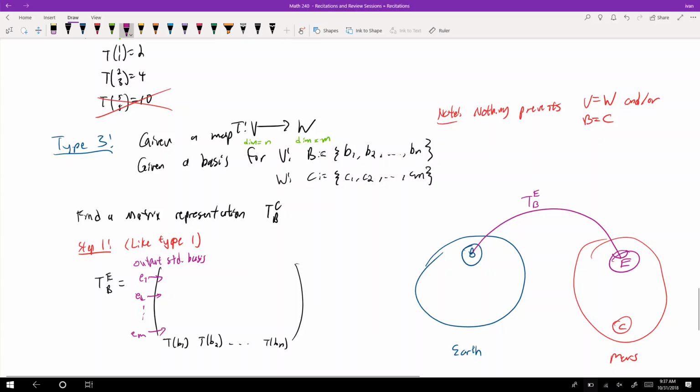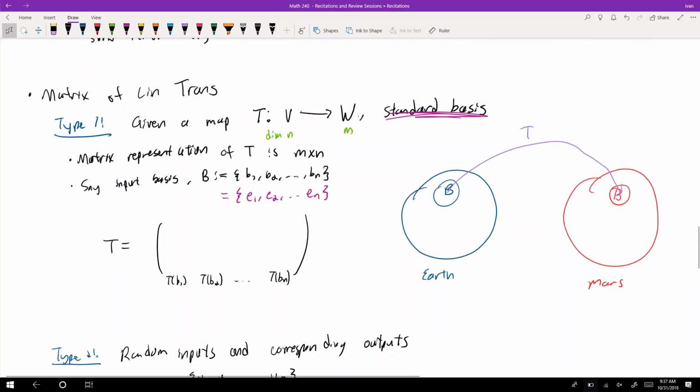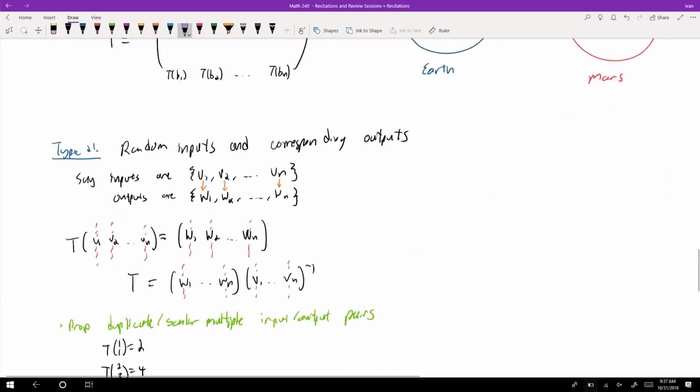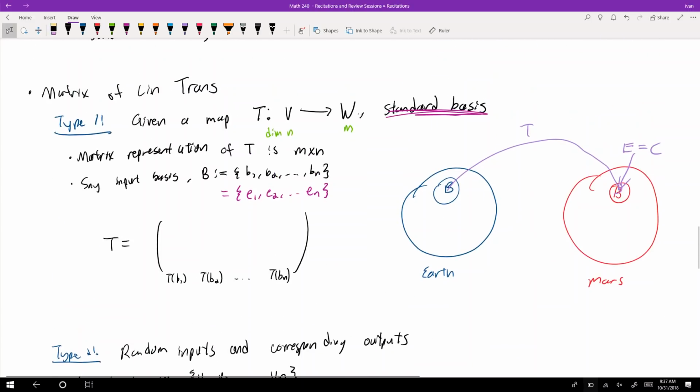Does this make sense? So this is step 1, right? How is this step 1 different from the type 1 up here? Well, up here, E is equal to C, so we're done after we get launched there, right? But down here, we're trying to get down here. So we get launched to the right vector space, but we just need to end up at C. Whereas in part 1, all we cared about was just landing on the standard basis vector space up there.